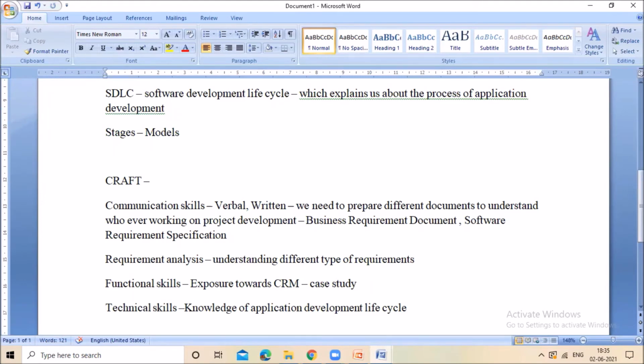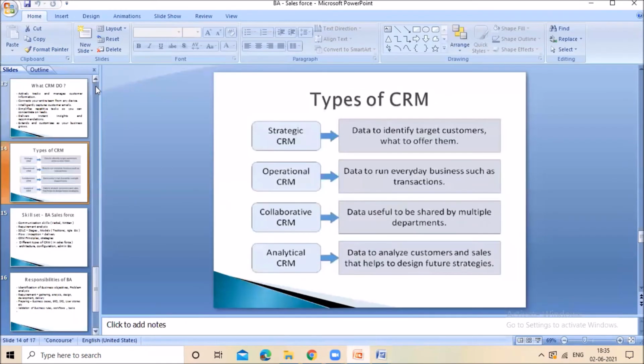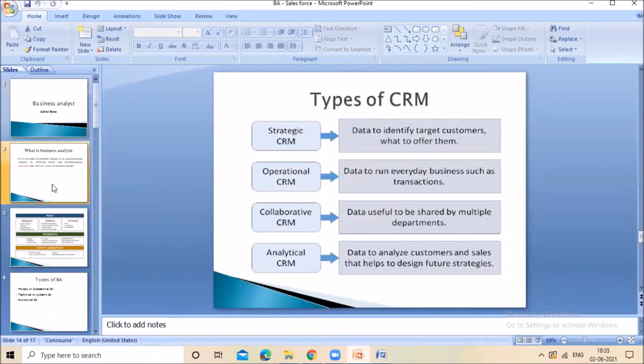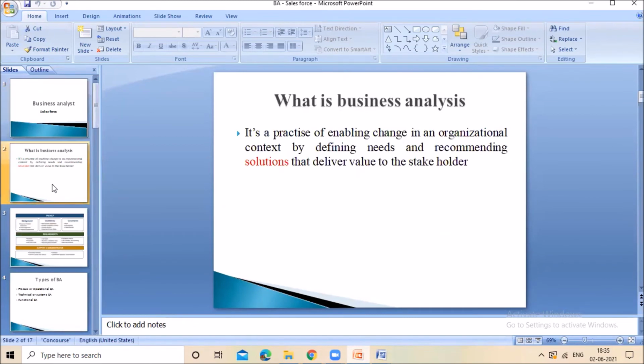So these are generally the communication skills, the craft skills, which are required for any BA to understand. Clear, Veena? Understood? Yeah, clear.